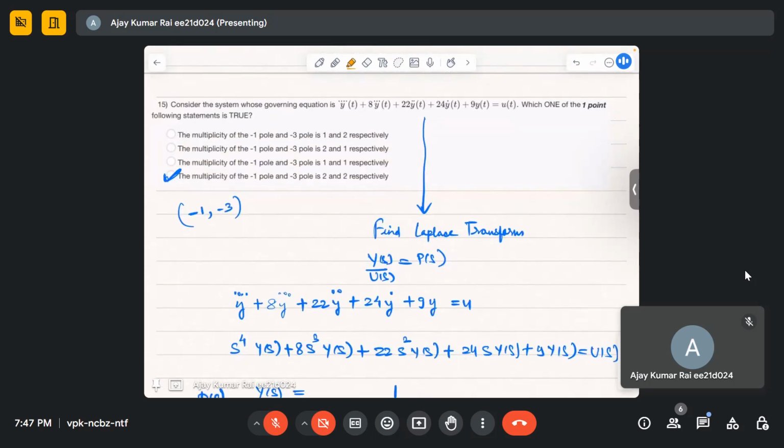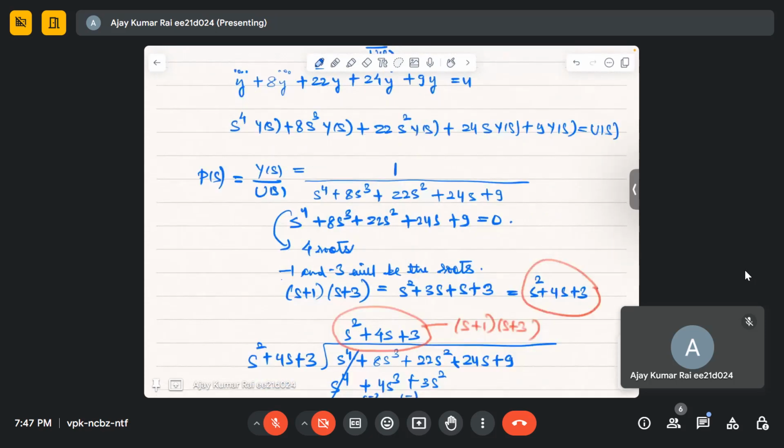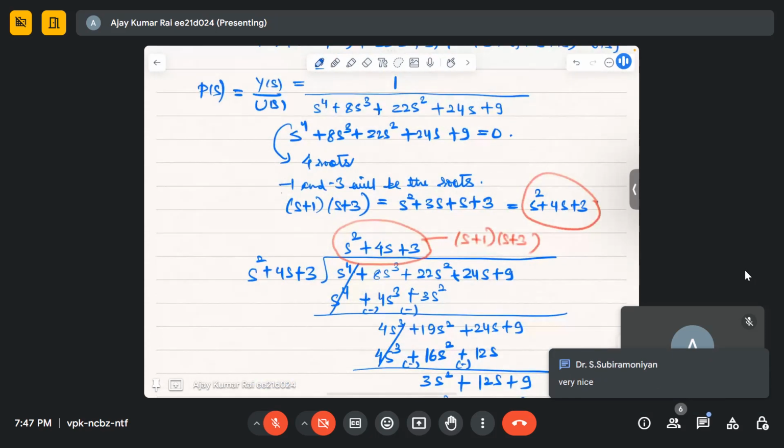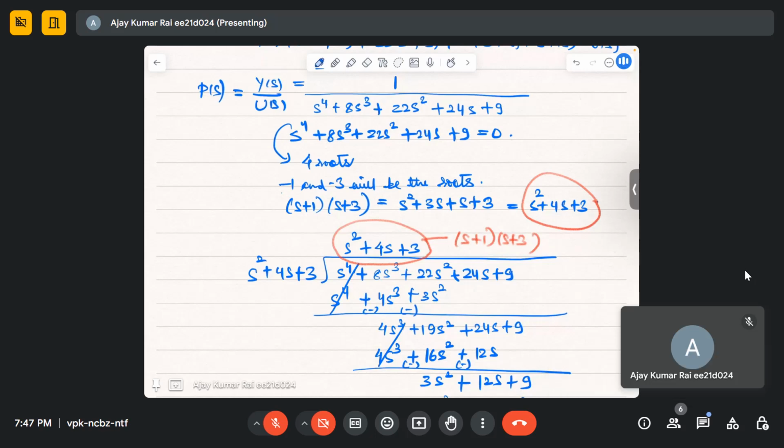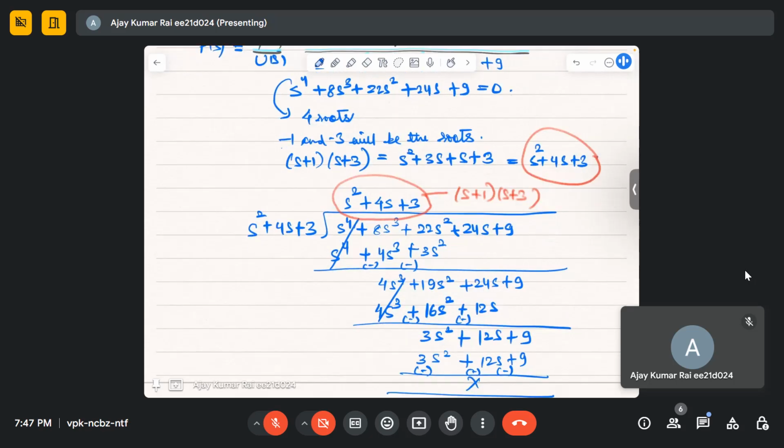Any doubt in this question? Very simple. You just have to find the factors of the denominator. It's already given in the question that -1 and -3 are the roots. So we know the roots, and we just found out the other roots also, which are the same.